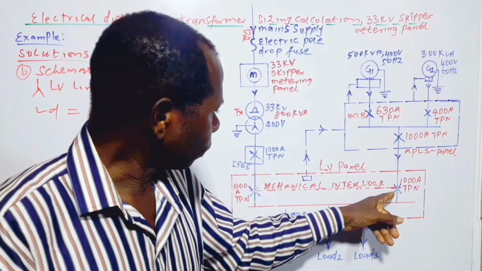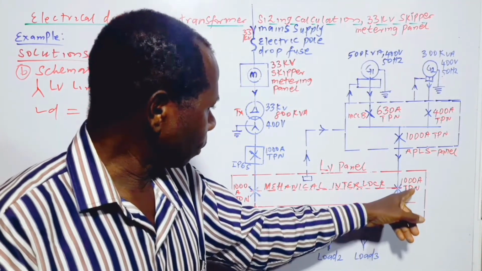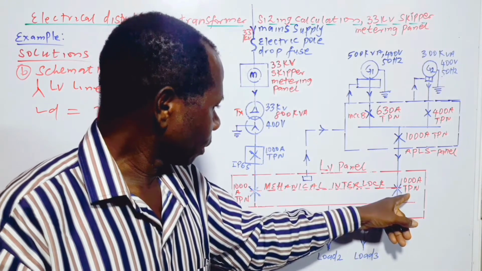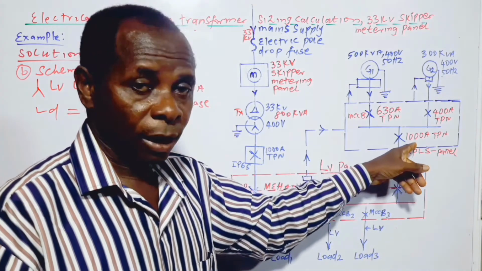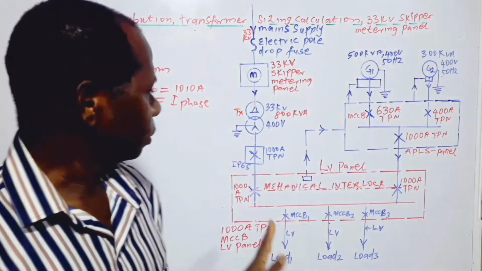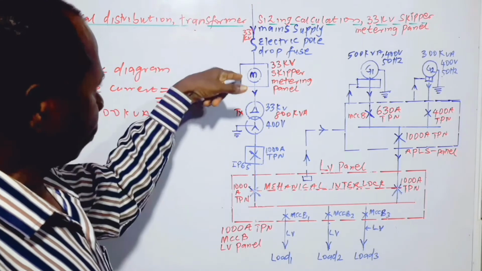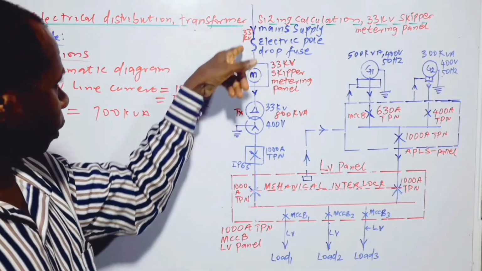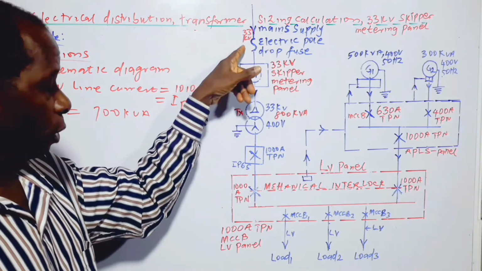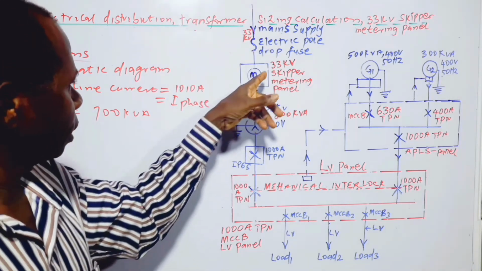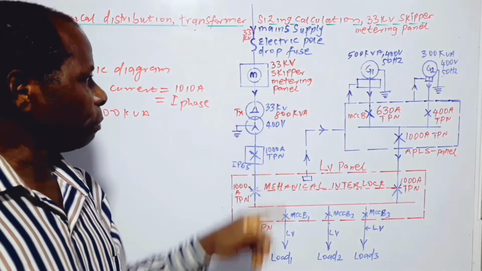Now we come here. This is the interlock, so we have the same 1000 ampere circuit breaker here. This is the one we can easily find in the market for this situation. And then we have the mains. We've been told that the supply is 33 kV, so we have a drop fuse here on the electric pole. This is a 33 kV skipper metering panel.